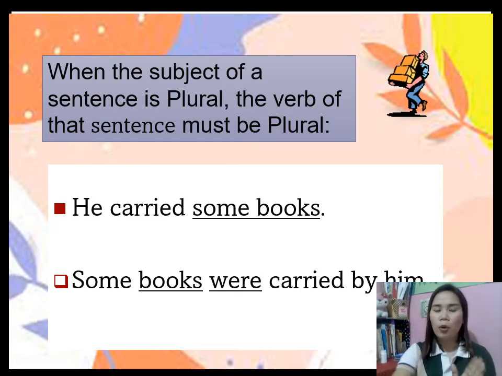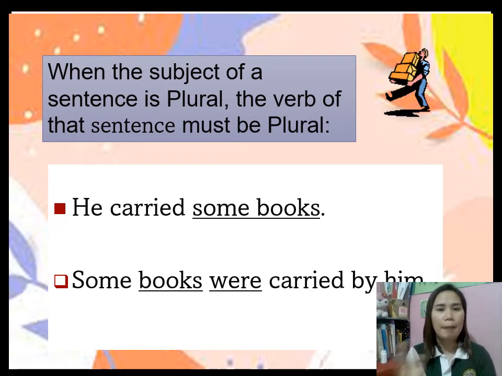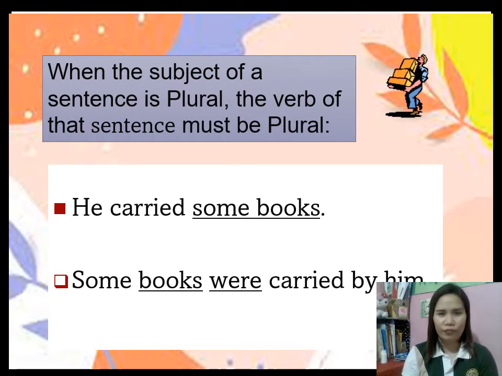Okay, so question: why do we use were, not are? They are both plural. Go back to your active. Your active verb is carried. So carried is in the past form, or simple past. That's why you have to use were and not are. And carried is the past participle of carry. So always remember, in passive, the verb is always in the past participle, not simple past. Be verb plus the past participle of the verb.